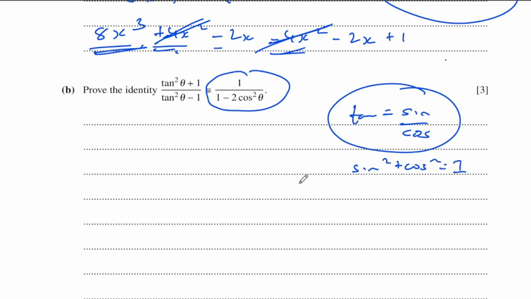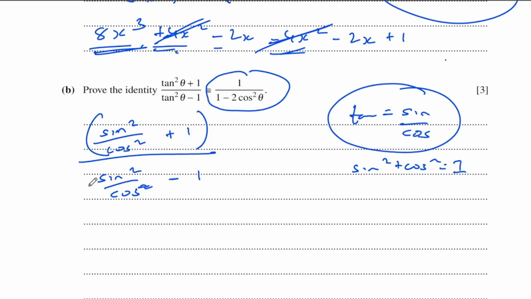Okay, and we can start off by this. So tan squared is just sine squared over cos squared, so we're going to get sine squared over cos squared plus 1 over sine squared over cos squared minus 1. And I want to treat the numerator and the denominator differently and make them one fraction. So remember, firstly, if you have tan, always convert to sine over cos, at least most of the time, because usually what you want at the end does not have a sine over cos.